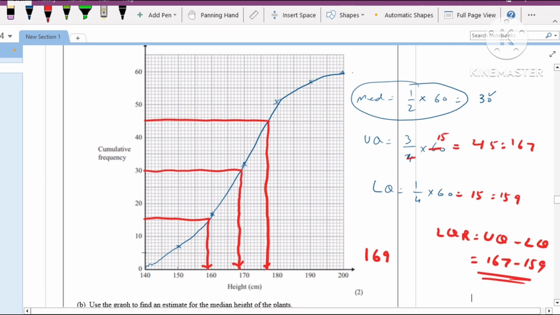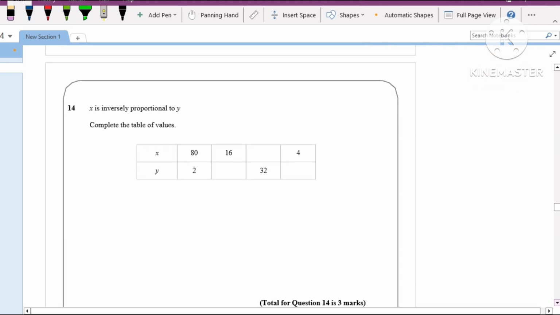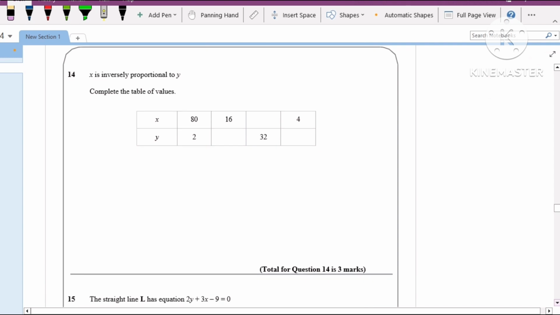And the next question is again about inversely proportional and directly proportional. It's very simple and very important as well, because this question is in each paper. You have to write down the formula here. When x is inversely proportional to y, you will divide by k, where k is the constant of proportionality. So x is equal to k divided by y.